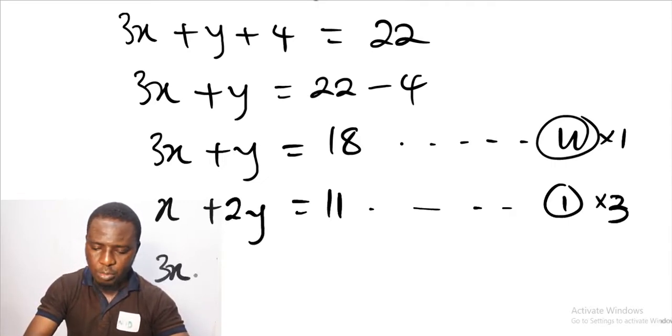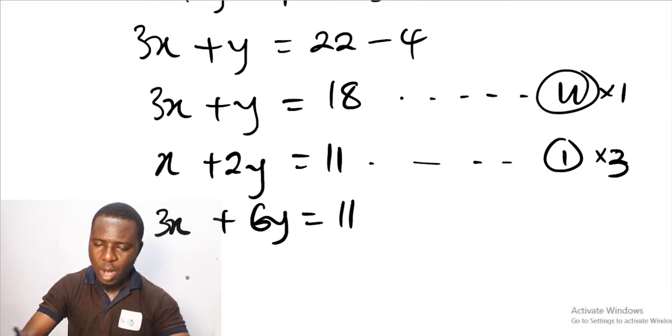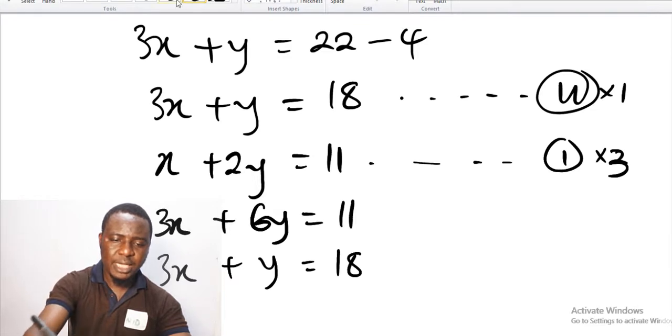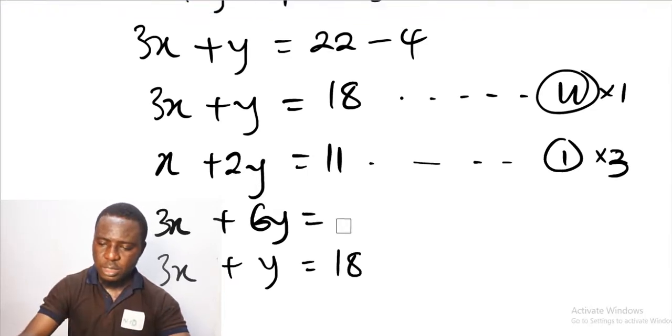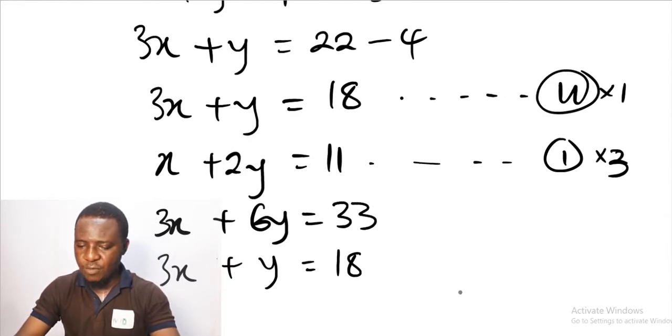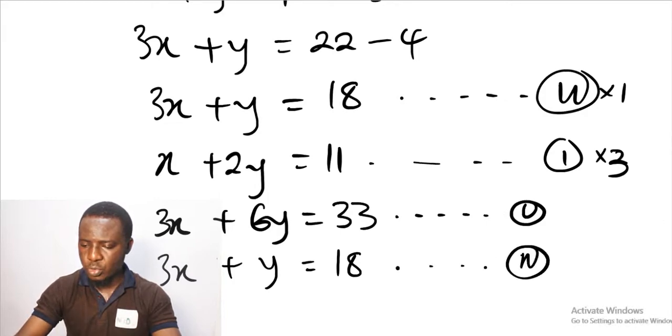Our new equation 1 now becomes 3x plus 6y is equal to 11, while equation 2 still remains 3x plus y is equal to 18. Sorry, I didn't multiply the last digit. So this is said to be 33 because 3 times 11 is 33. So we now have a new equation. It still remains equation 1 and equation 2.